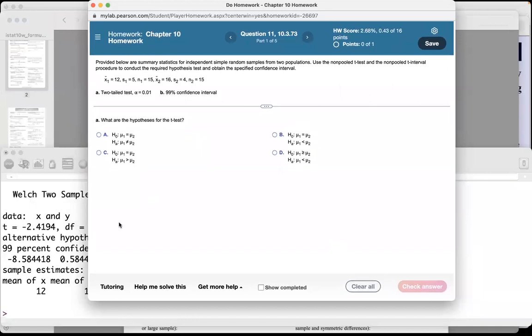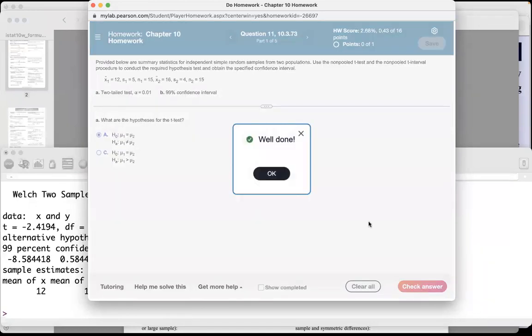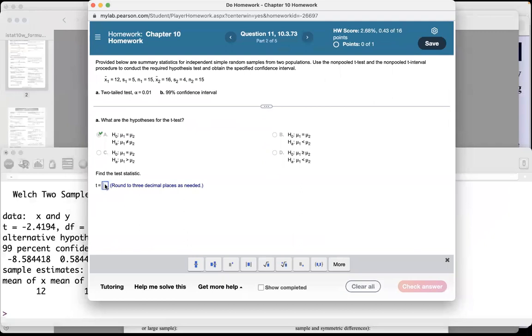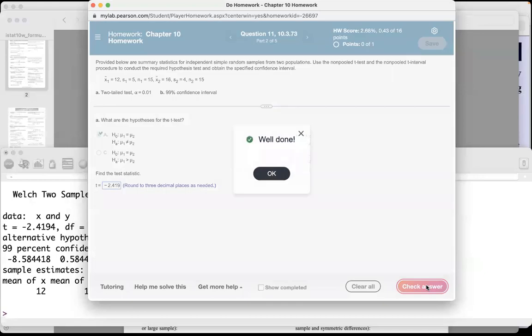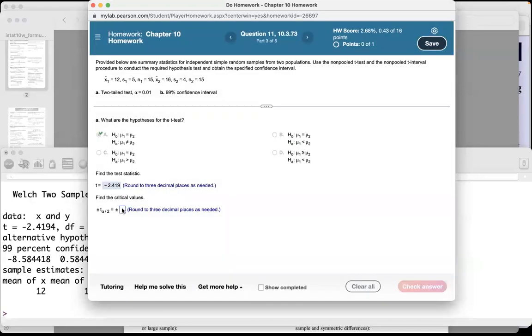So we've run our test. We want to find our critical values. So here we have a two-tailed test. So it looks like we're going to do part A. And we want to find the test statistic. That's negative 2.419, so rounded to 3 decimal places. And then we want to find the critical value.